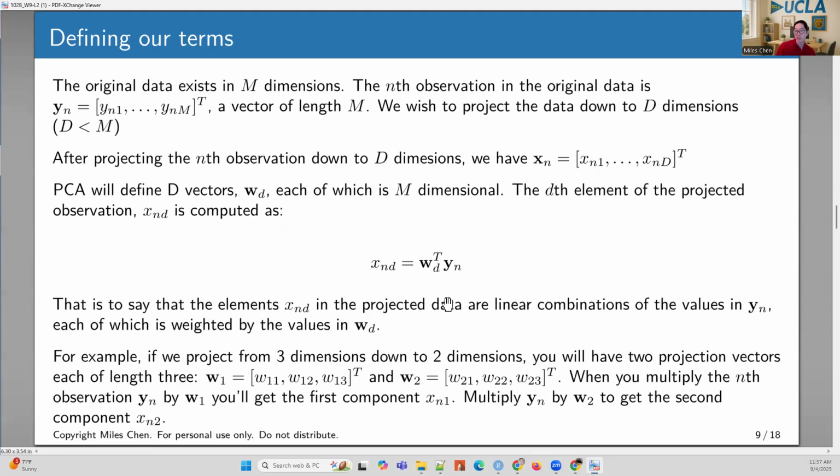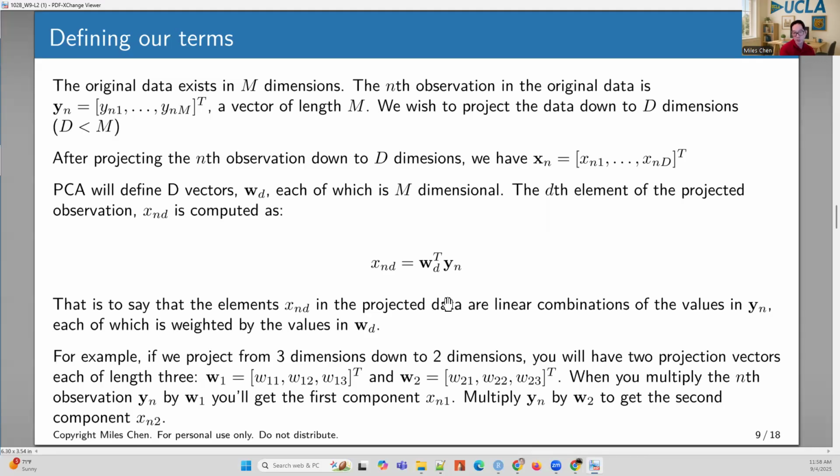So what we're going to do is define what we call loading vectors, which are basically just weights. We're going to find a linear combination of the original variables, like a recipe of how much of each of the original variables to mix to get these resulting principal components, which project our data. So we're going to say our original data exists in m dimensions. And so when we're talking about the nth observation in that original data, that nth observation is going to be a vector of length m.